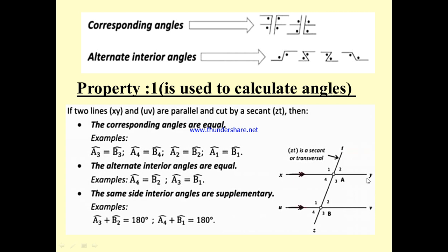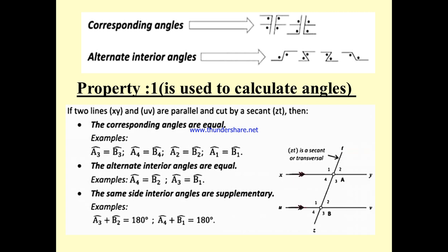Let's take an example similar to the previous slide. I have alternate angles A3 and B1. In this case, the alternate angles are equal. A3 is equal to B1 and A4 is equal to B2, similarly to the corresponding angles.